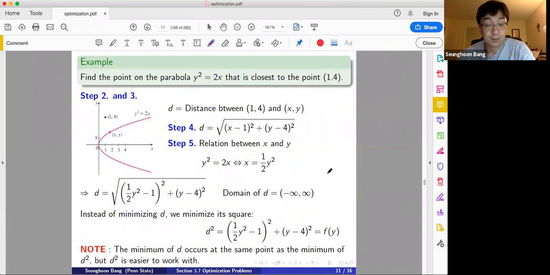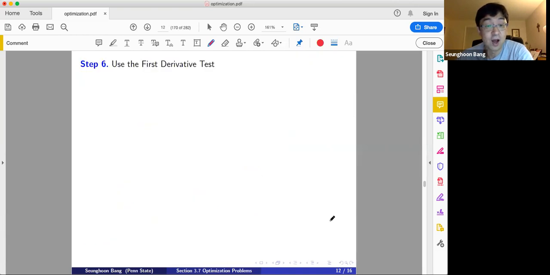The next tip: the minimum of d occurs at the same point as the minimum of d squared, but d squared is easier to work with. I already explained this kind of thing, right? So next step: find the absolute minimum. You can minimize the distance, the absolute minimum of f of y.